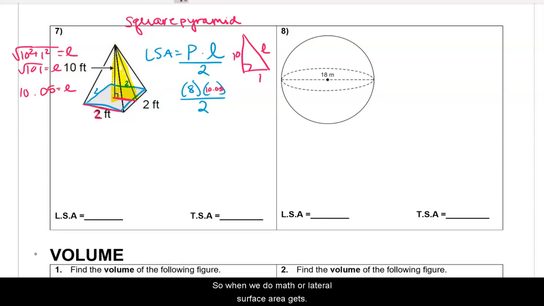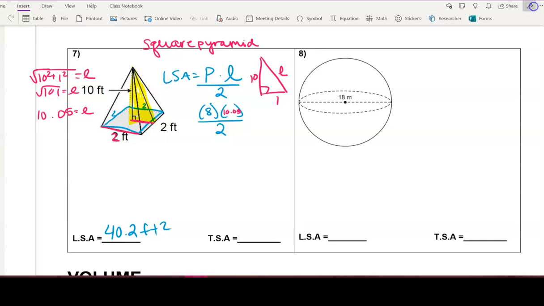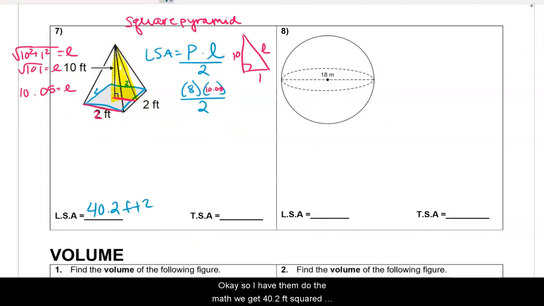Okay, so when we do math, our lateral surface area gets to be 40.24. That's it, right? 40.2, just kidding. 40.2 squared. Okay, so when we do the math, we get 40.2 feet squared.